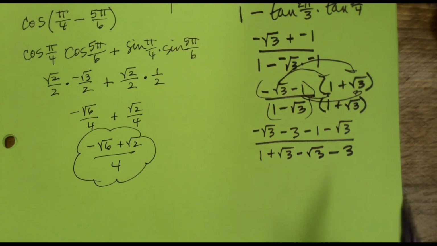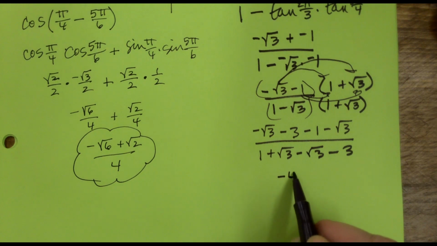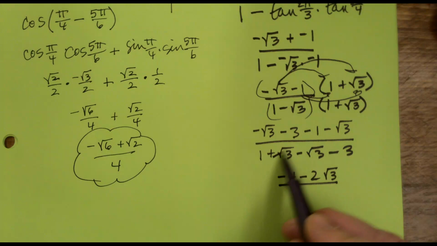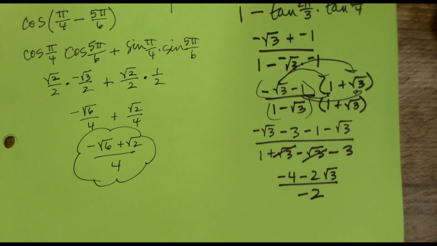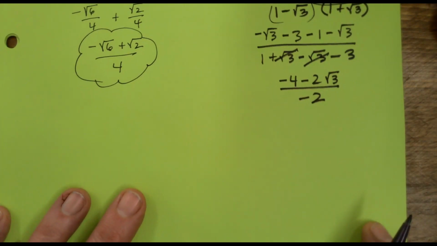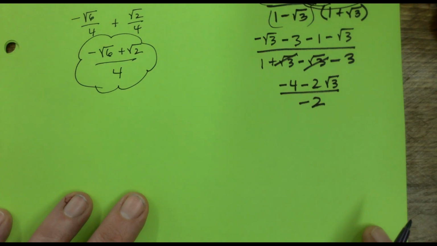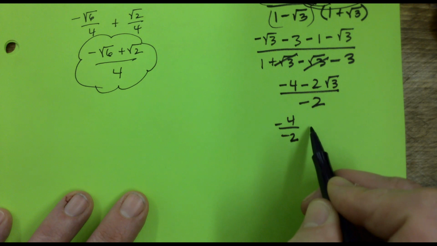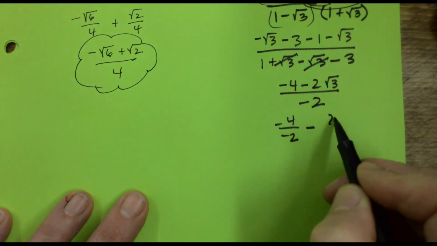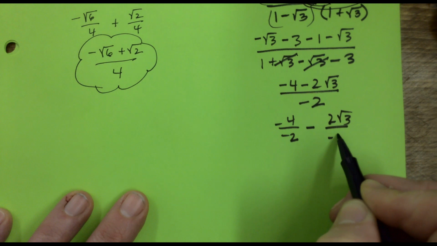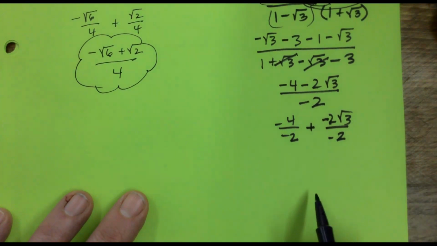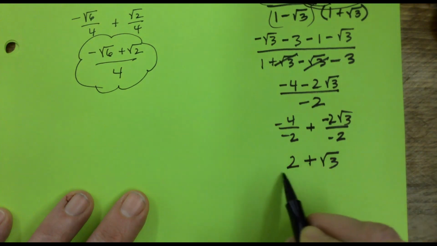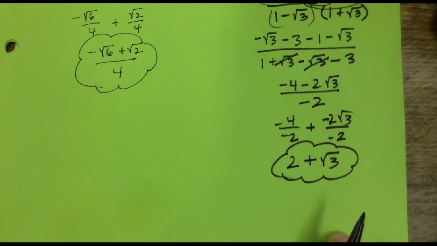Do the cleanup. Negative 4 minus 2 square roots of 3 over negative 2. That's negative 4 over negative 2, minus 2 times the square root of 3 over negative 2, or plus negative 2 plus the square root of 3. Final answer.